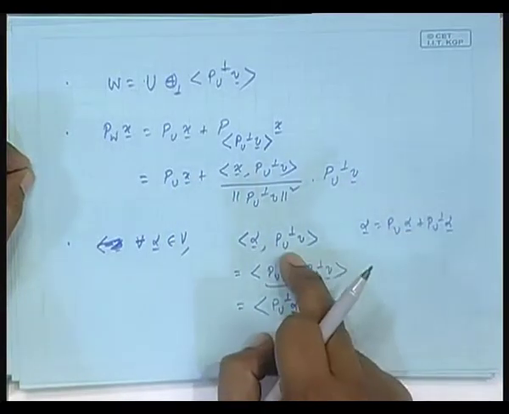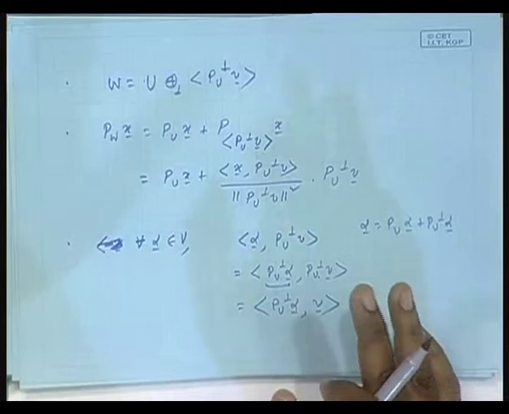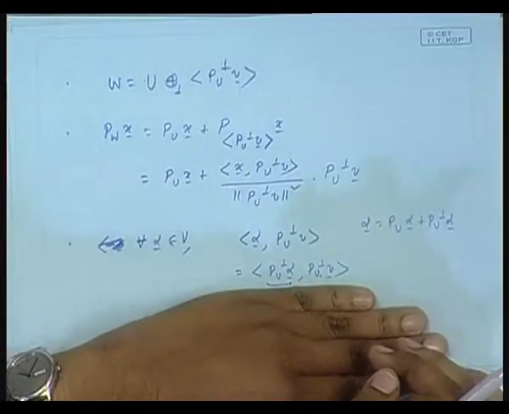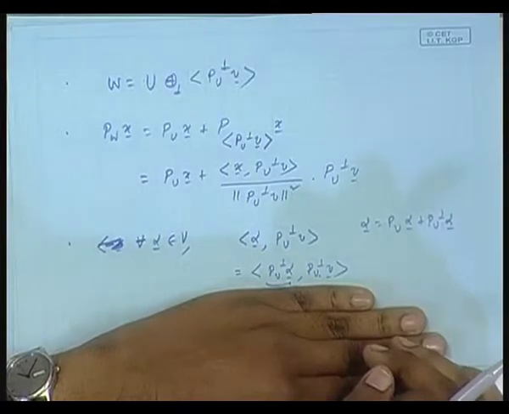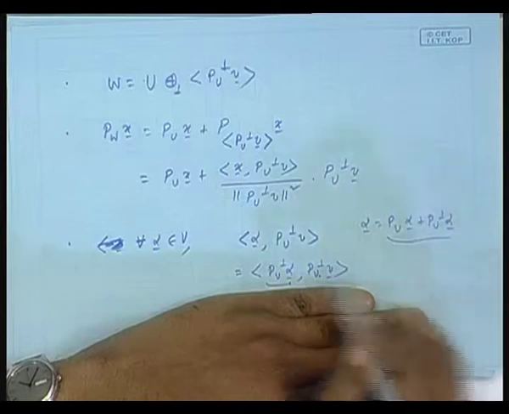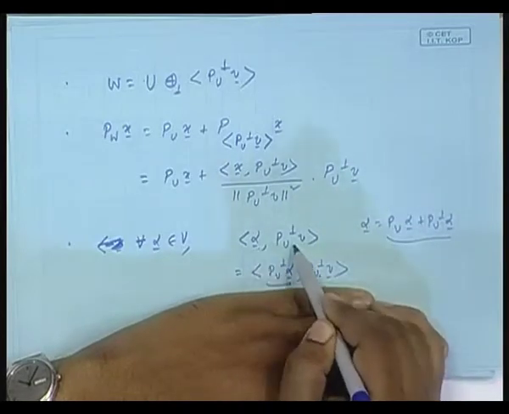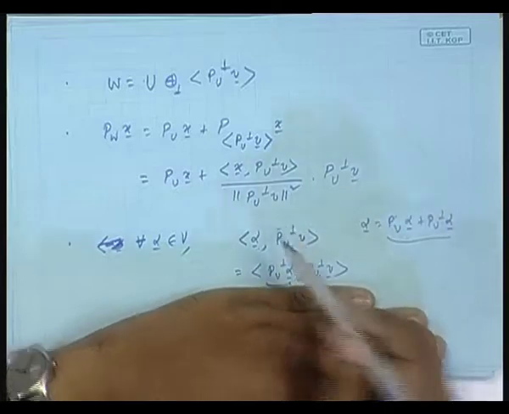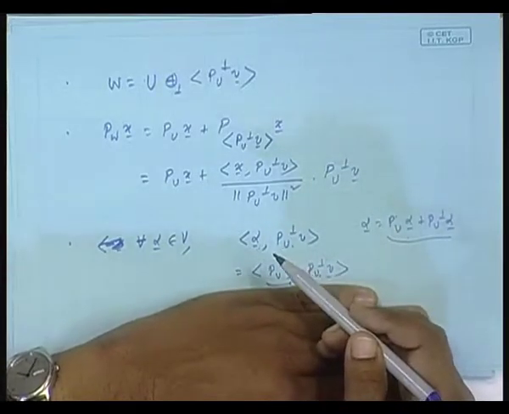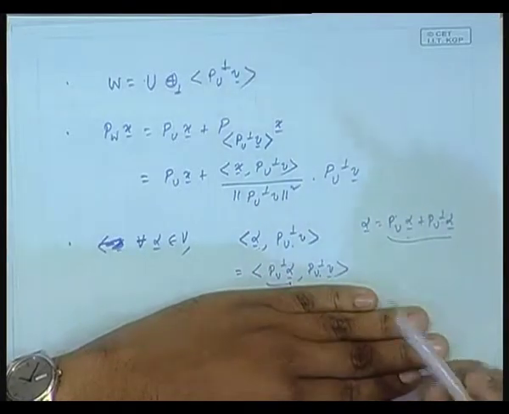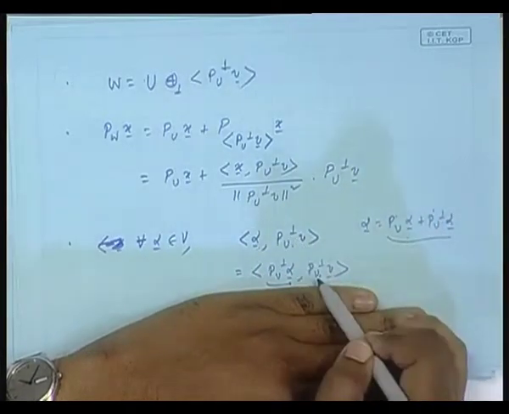P_u alpha and P_u perpendicular V will cancel, because one is along u and the other is perpendicular to u. So that means you will get this, isn't it? You replace alpha by this here, and P_u perpendicular V and this fellow. This is P_u, this is P_u perpendicular. Immediately they will cancel. One is in u, another is pointing perpendicular to u. So they will cancel, and you are left with only this fellow and this fellow. That is what it is.